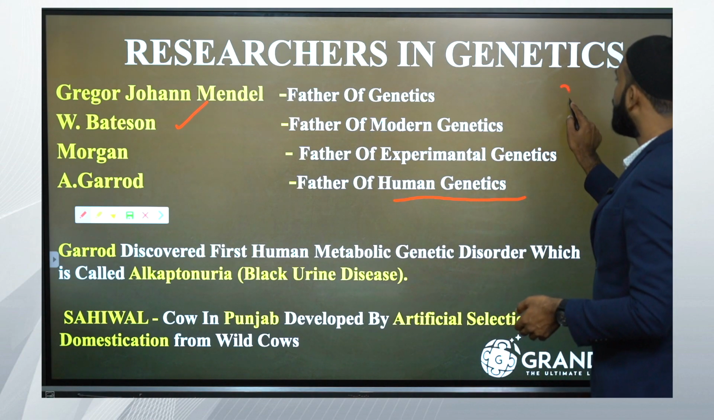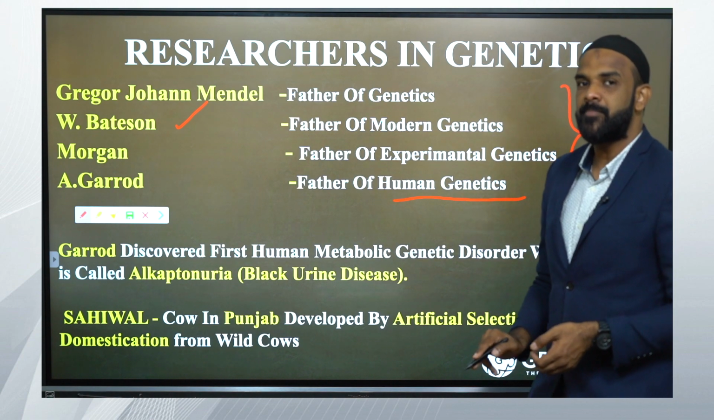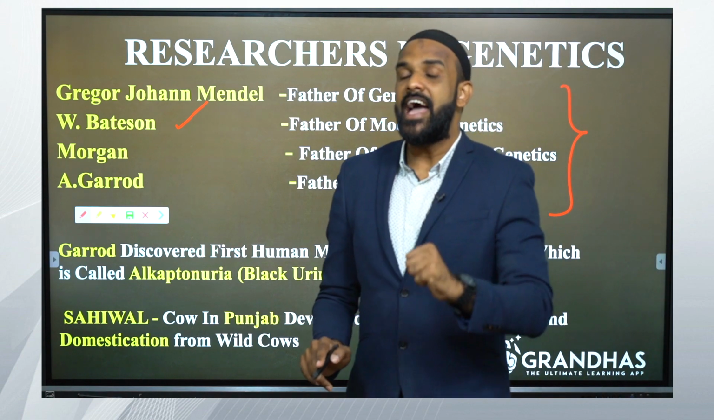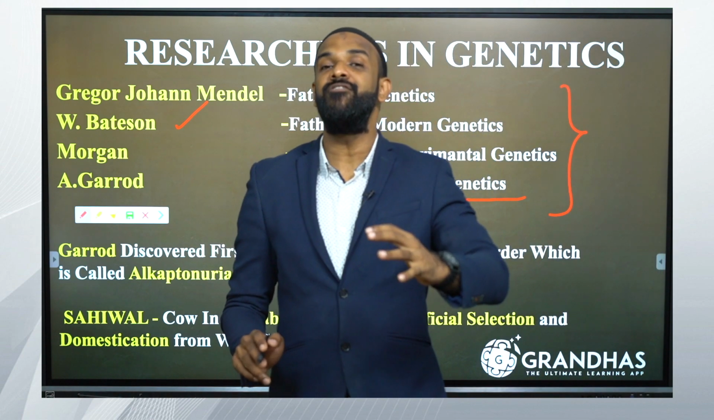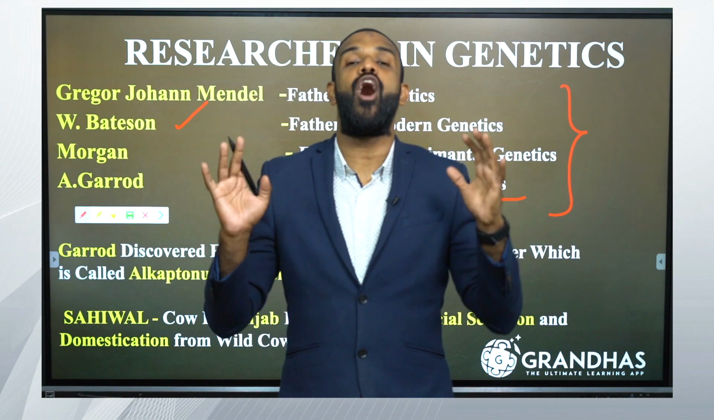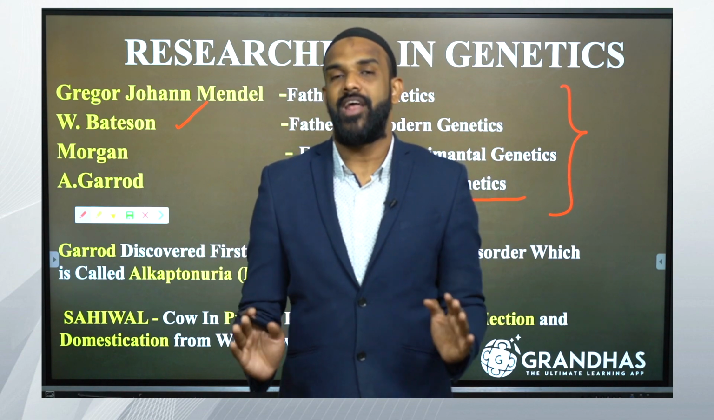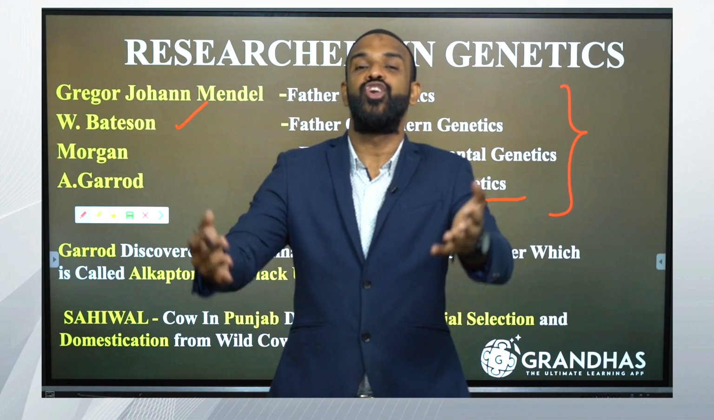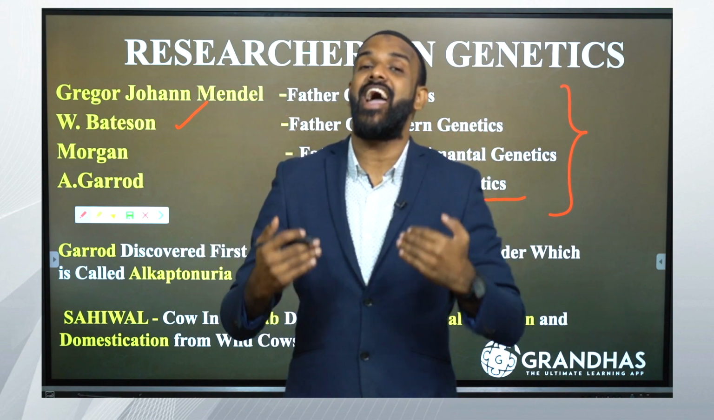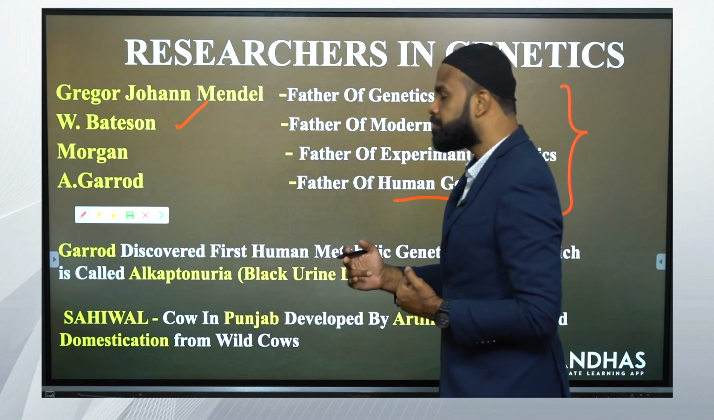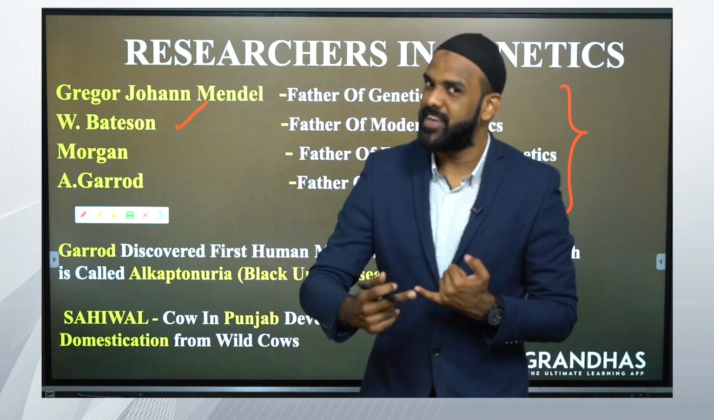So who are the 4 famous personalities? I repeat, see, repetition or the confirmation is the basis of memory. So whenever you need good memory, you have to repeat it again and again. So I repeat, who is the father of genetics?